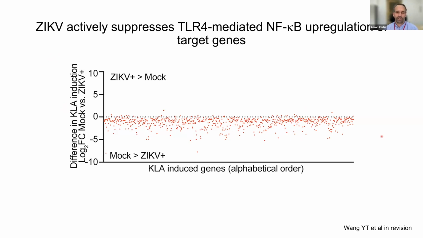And of the 700 genes that are induced by KLA in a typical DC, we found that the vast majority were stimulated to a much higher degree in mock infected cells than in Zika virus positive cells. If the stimulation had been the same in both populations, all the dots would cluster right around the central line. If they were higher in Zika virus positive, they'd be up here. If they're higher in mock, then they're down here. So Zika virus, in this case, is actively suppressing TLR4 mediated NF-kappa B upregulation of target genes. And so this seems to be an active process.